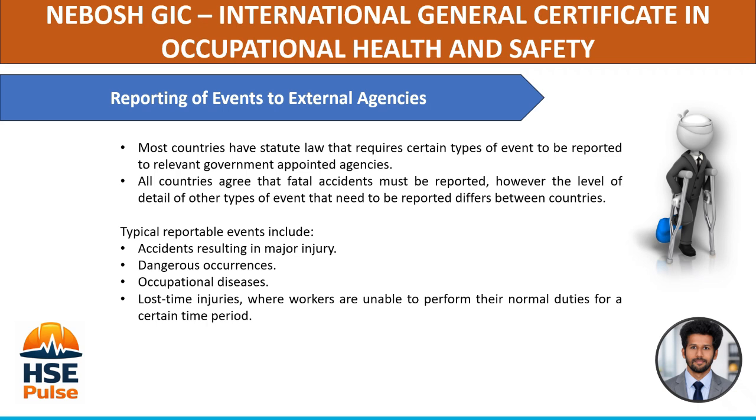Typical reportable events are accidents resulting in major injury, such as amputation, such as loss of a hand through contact with machine parts, and dangerous occurrences. For example, the failure of an item of lifting equipment, such as the structural failure of a passenger lift during use. Then occupational diseases, such as a form of cancer in the lungs, which might be due to inhalation of asbestos over a prolonged time.